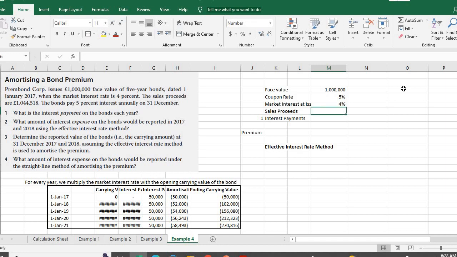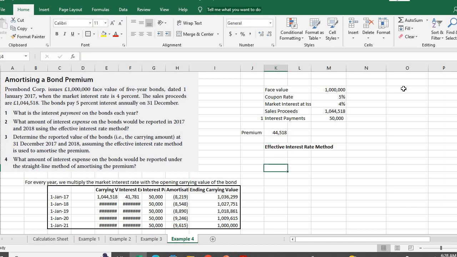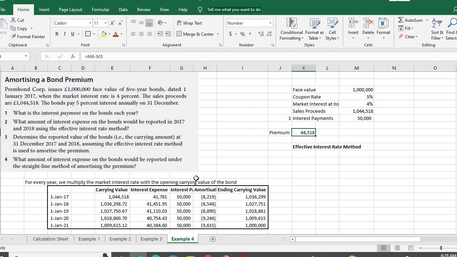So, and the sales proceeds were 1,444,518, right? So interest payments on this bond will be obviously coupon rate times the face value. So the premium on this bond, sales proceeds minus the face value, was 44,000. So under the effective interest rate method, we are going to see how we are going to amortize the premium on this bond.